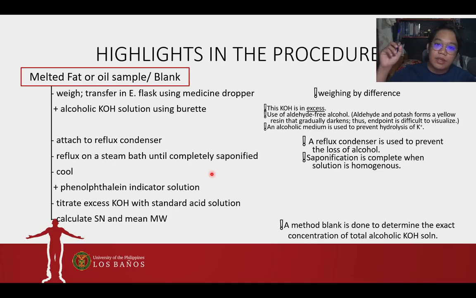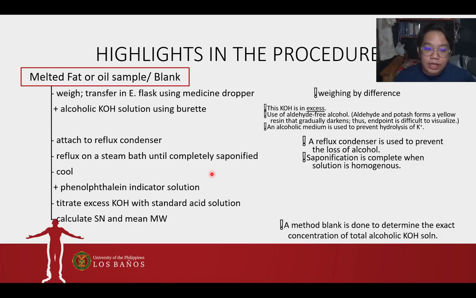Then, upon vaporization, magkakaroon ng condensation dun sa condenser. Then, bababa ulit siya dun sa ating sample. So, parang umiikot lang yung ating alcohol dun sa ating system. And by reflux condenser, we prevent the loss of alcohol, since ang kailangan nga natin dito is yung alcoholic potassium hydroxide solution for saponification process. And this setup ay nakalagay sa steam bath until completely saponified yung ating sample.